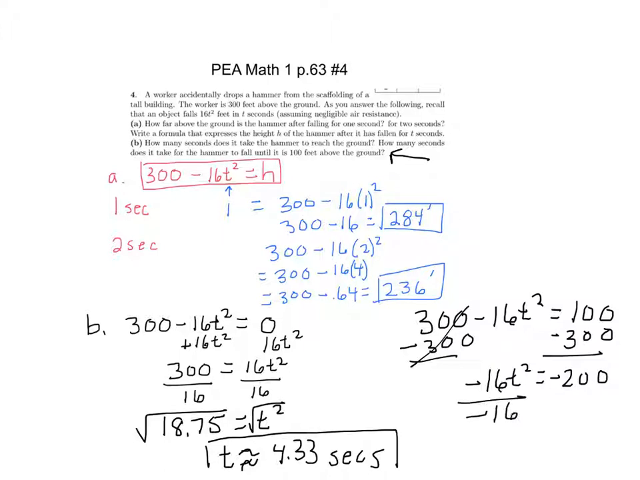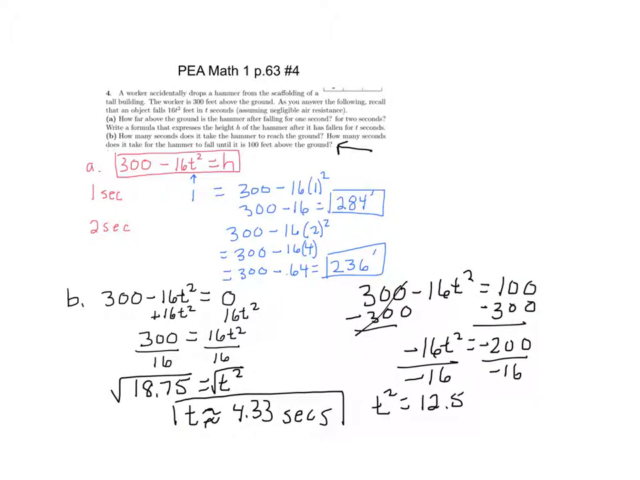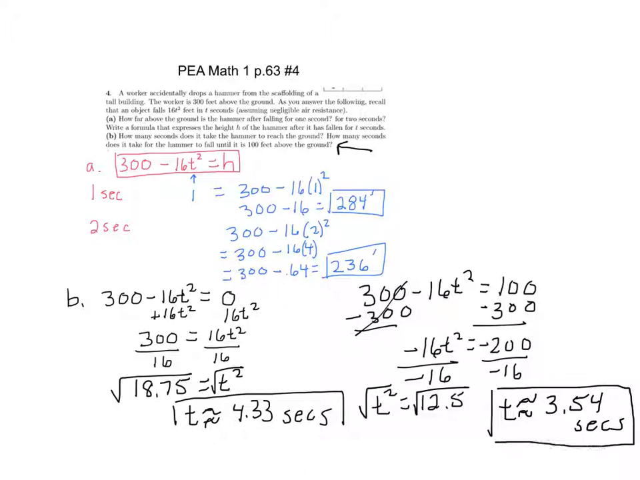Divide both sides by negative 16. You get t squared equals 12.5. Take the square root of 12.5, square root both sides. T equals 3.54, approximately 3.54 seconds. There you go.